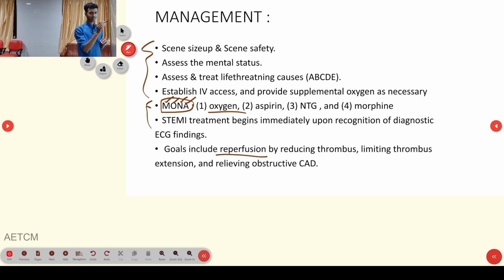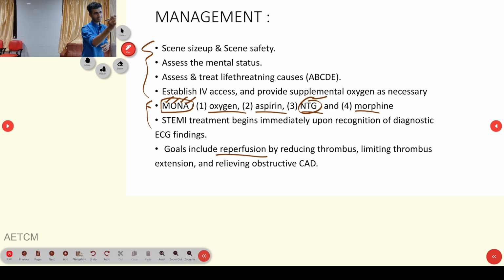First you have to administer supplemental oxygen. Second, you have to administer the antiplatelet, that is aspirin. Third, you have to administer nitroglycerin, sublingual nitroglycerin. Fourth, morphine, which we mainly use for analgesic purposes. So the role of morphine here is as an analgesic.